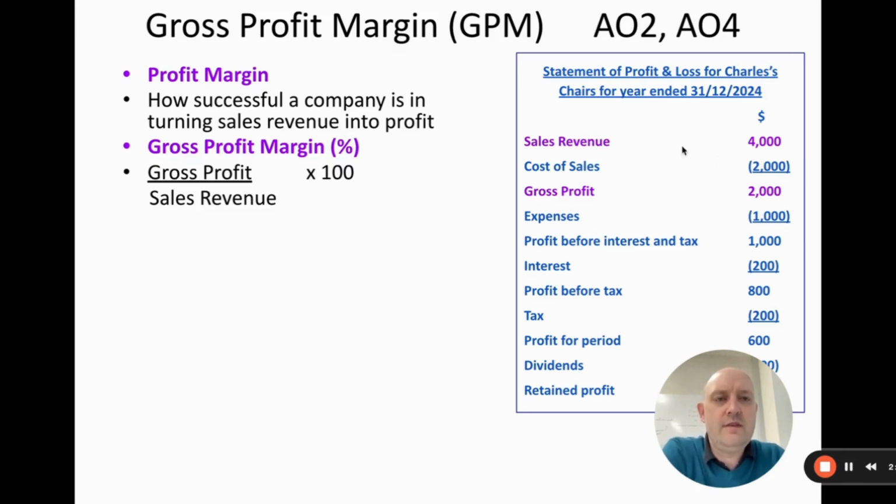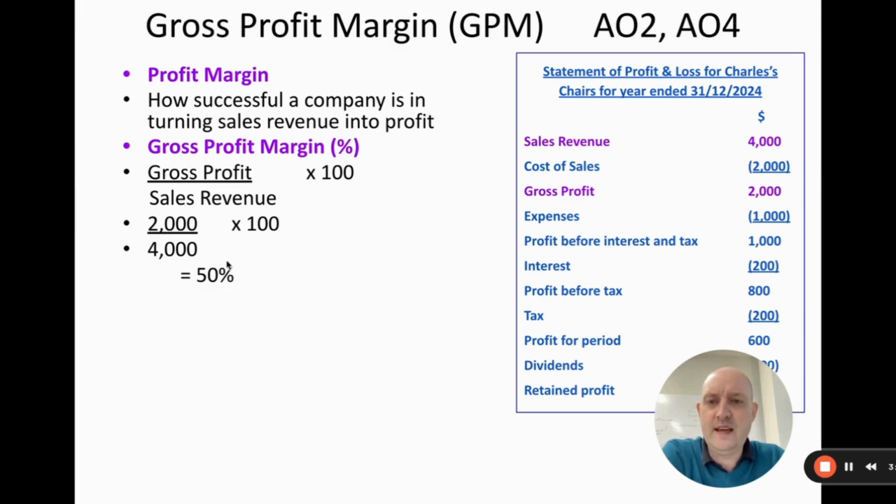Using the profit and loss for Charles's chairs that we did in 3.4, go back to 3.4 if you've not done the profit and loss, because you need to understand that to do the ratios. We take the gross profit, which is this one here of 2,000. We divide that by the revenue, which is 4,000, and then we multiply by 100 to get 50%.